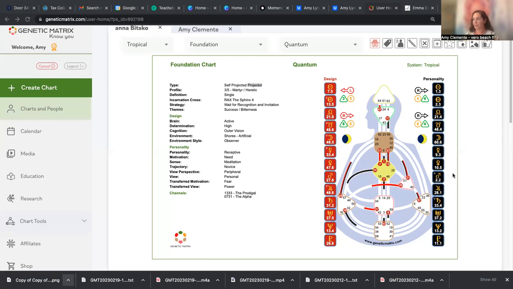I just forgot one other thing. Okay, yep. On all the charts, you'll see this theme. This is the emotional theme, success and bitterness. So when a projector is out of alignment, they will experience bitterness because they're not being recognized, they're not being seen, and no one sees the genius that they have to offer. So that's just an emotional cue for the projector.